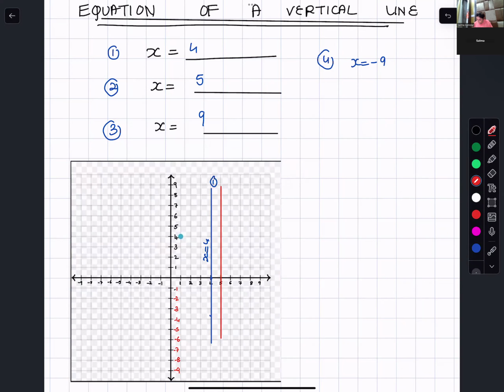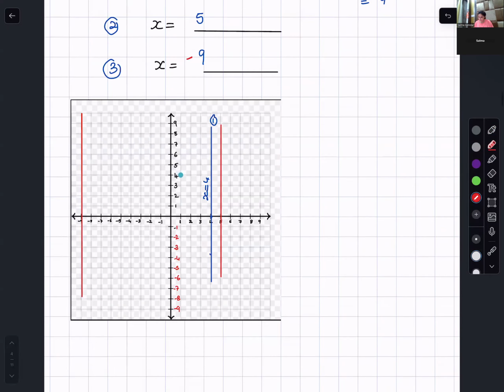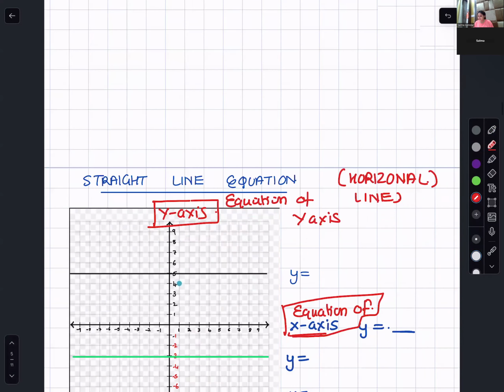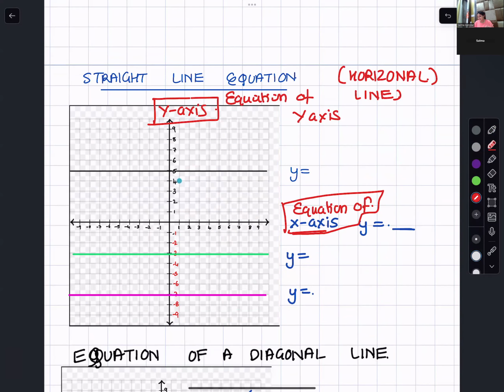The third one, x equal to, we'll say minus 9. So this is how you plot a line. An equation of a vertical line would always be x is equal to something. Straight line, that means the horizontal line.